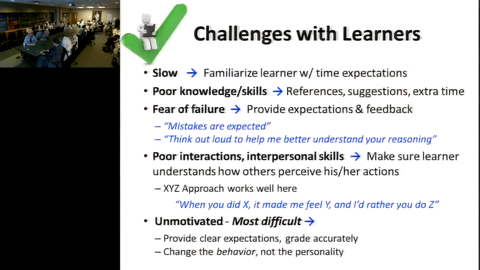Move us forward a little bit. We might come back to your cards and talk about them in a second. So some of the common challenges with learners that we know exist are in bold there. They might be slow, have poor knowledge and skills, maybe poor interpersonal skills, and unmotivated is really tough. They don't want to be a neurologist. They're just kind of passing through on this rotation, not really into it.